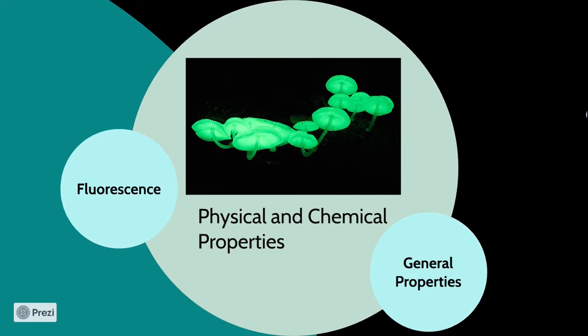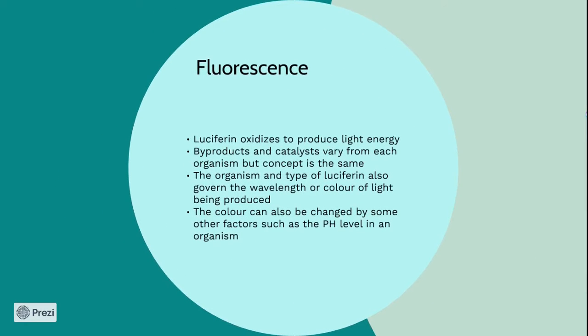So with that out of the way, we can look at some physical and chemical properties of luciferin. So of course, the standout property of luciferin is its fluorescence. So luciferin oxidizes or reacts with oxygen in the form of luciferase, an enzyme, to form oxyluciferin and light energy. This will be focused on more in the reactions section. Things like the byproducts and catalysts again vary with each type of luciferin, but the concept is the same.